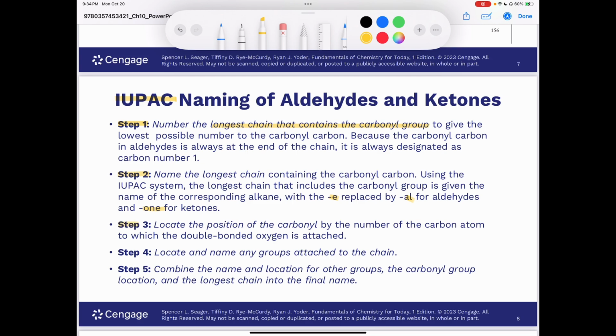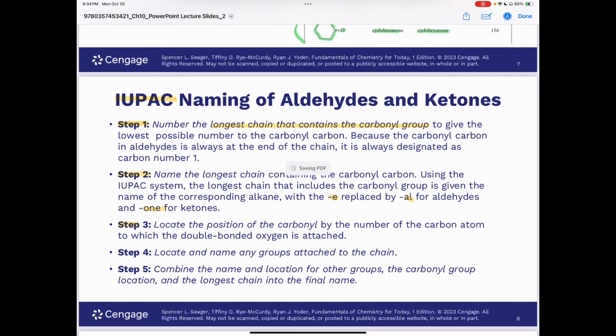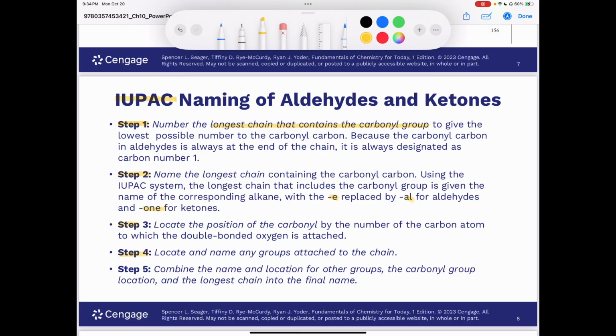Next, we locate the position of the carbonyl by the number of the carbon atom to which the double bonded oxygen is attached. We locate and name any groups that are attached to that parent chain. And then we combine the name and the location of the other groups, the carbonyl location and the longest chain into the final name.